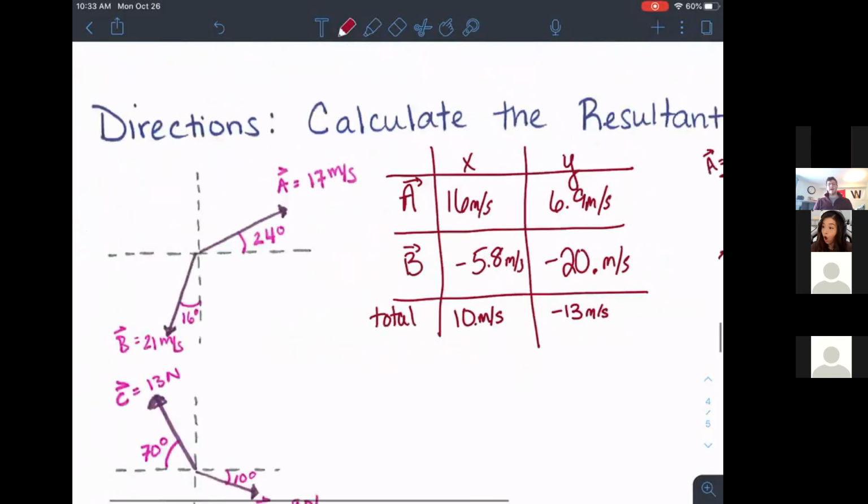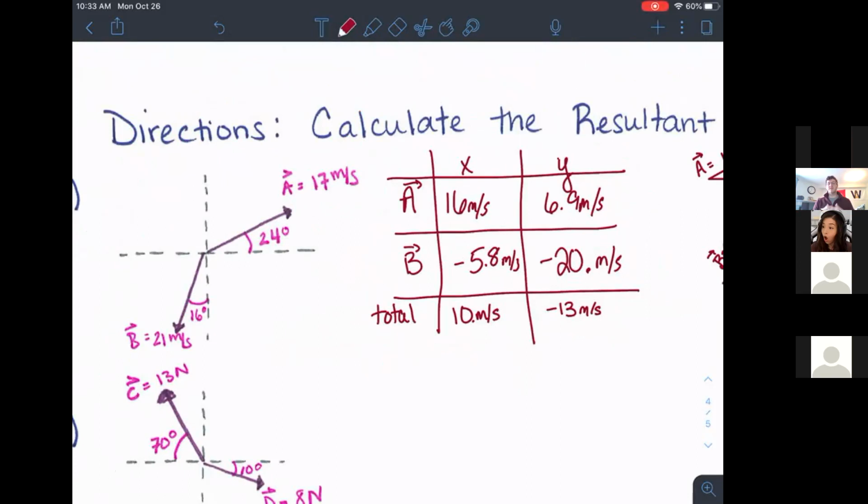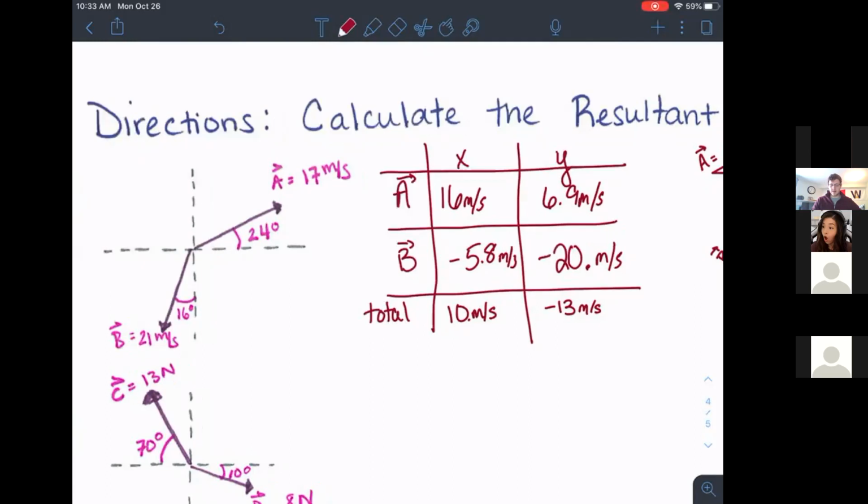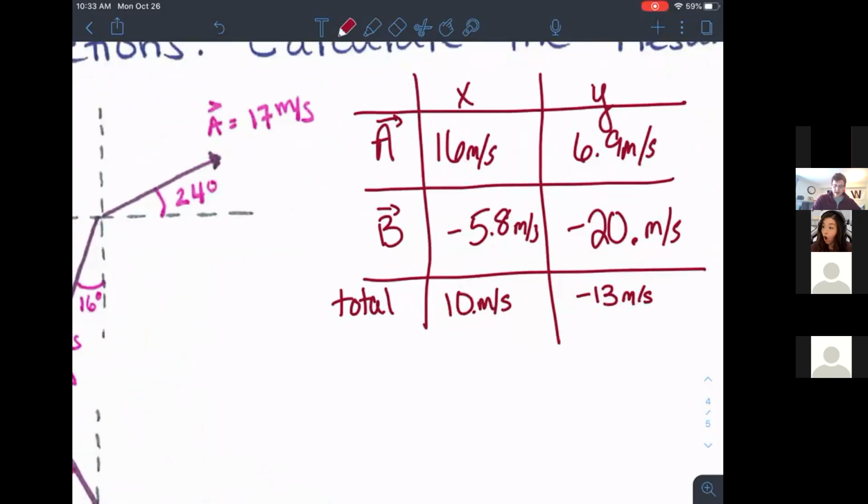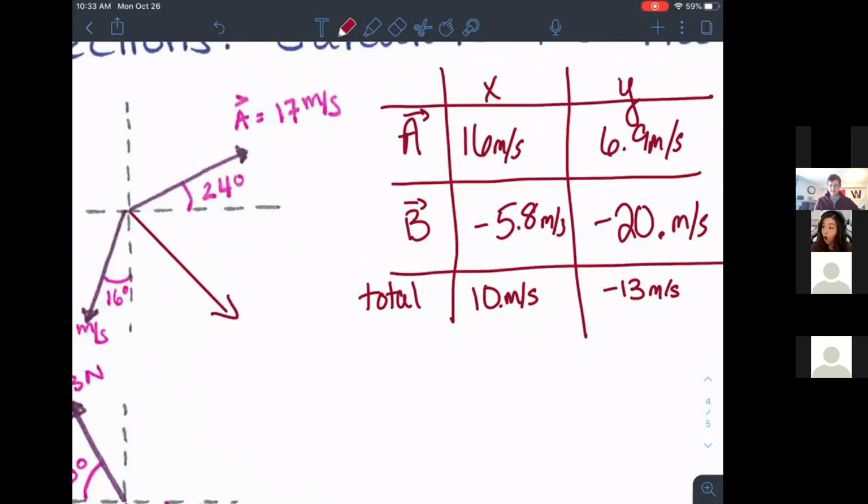Awesome. So now which quadrant would my resultant vector, or my total vector, be in? Quadrant 4. Did anybody say anything different? Anybody disagree? I'm assuming everyone agrees because nobody said anything different, and that would be correct. We're going to be in quadrant 4, at 10 meters per second to the right and negative 13 meters per second down.